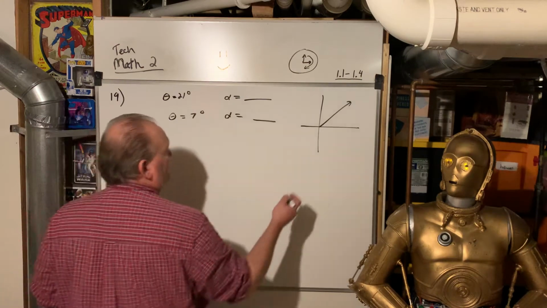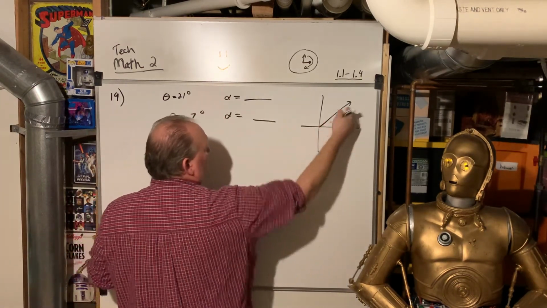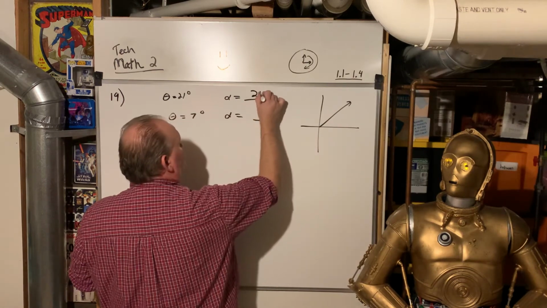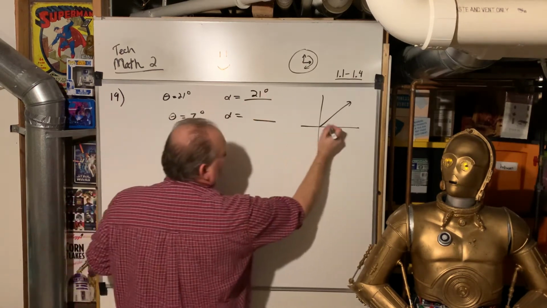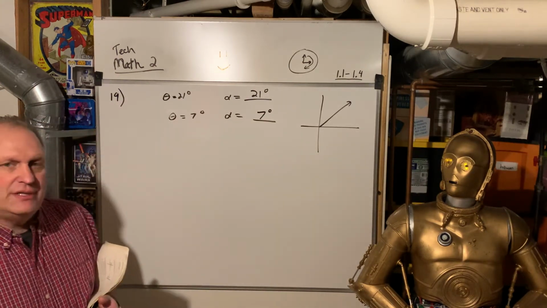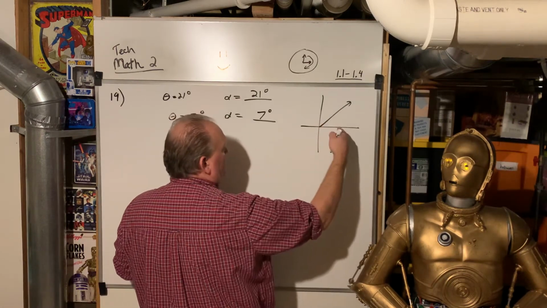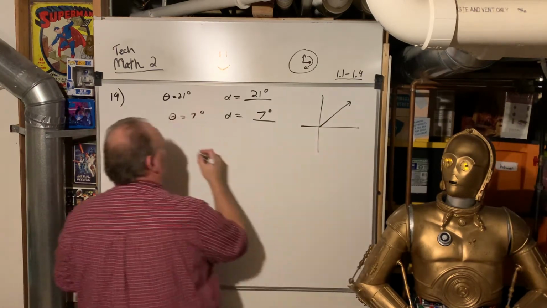So look, if it's 21 degrees in the first quadrant, well then its reference angle is itself. Anything that's in the first quadrant is its own reference angle. So if it's 7 degrees, its reference angle is itself. It's already in the first quadrant. And so any first quadrant angle is its own reference angle.